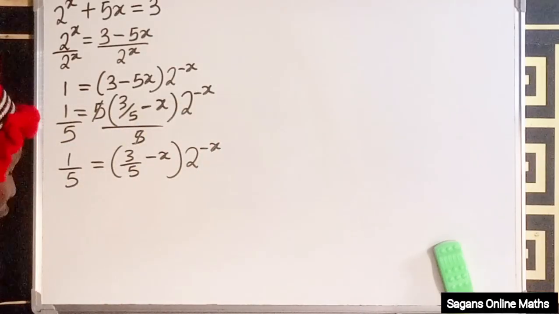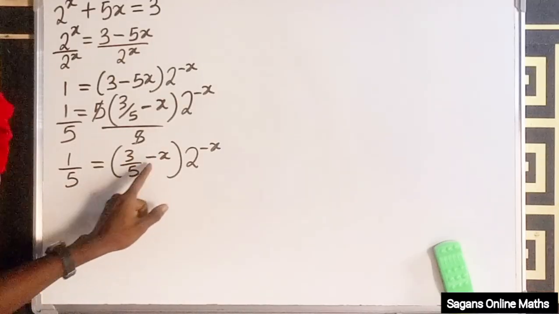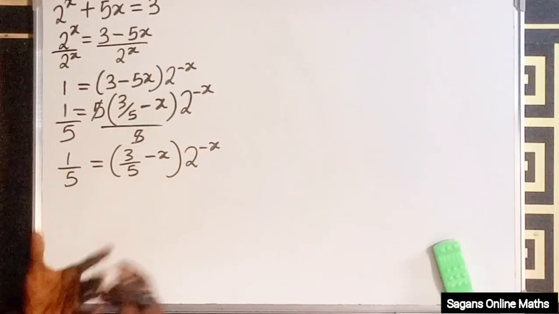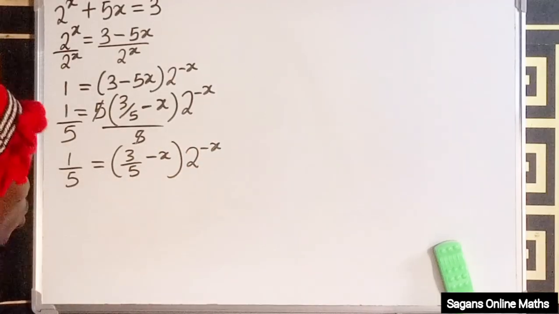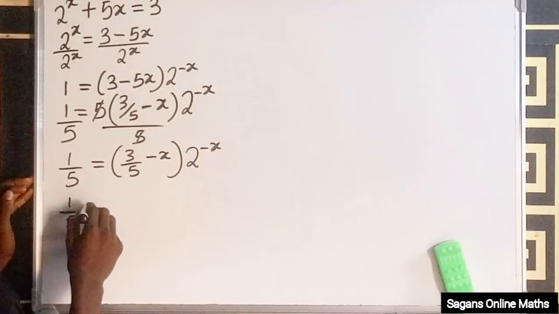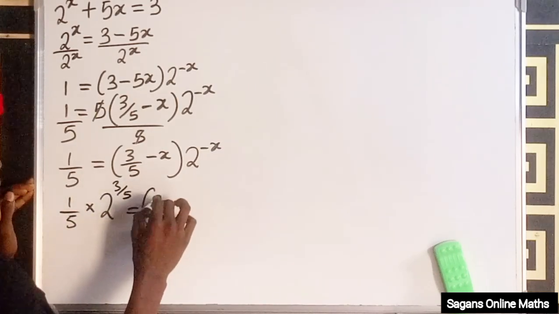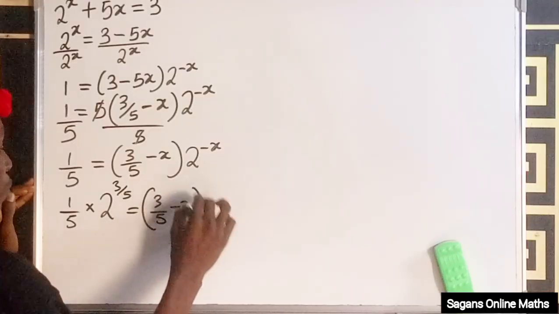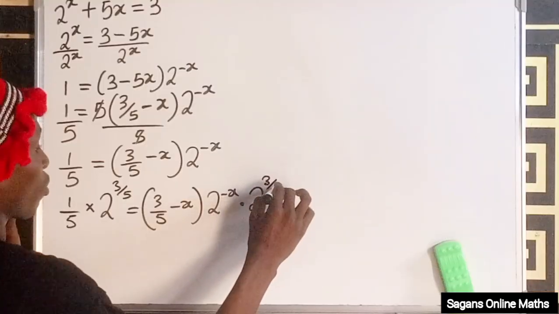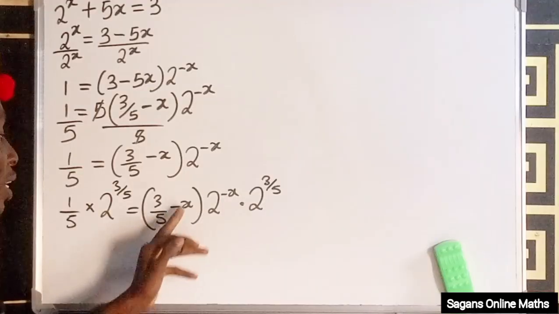What I'm going to do now is, for us to add this, because 3 over 5 minus x and the power here need to be the same thing, we multiply both sides by 2 raised to the power of 3 divided by 5. Why are we doing this? Why are we multiplying both sides by this? We are multiplying so that we can achieve this to become the exponent here.